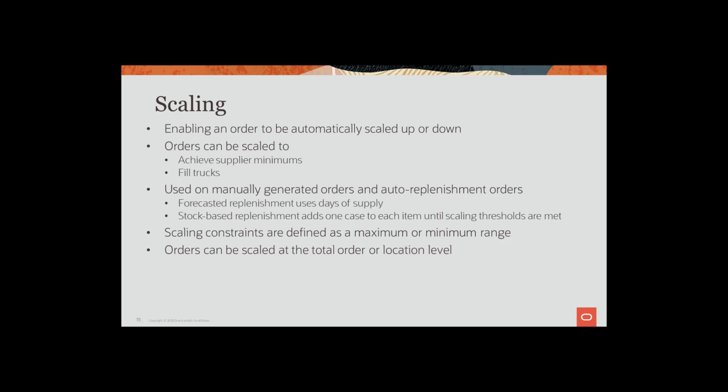Scaling is an optional facility that can be used to automatically scale the order up or down based on defined constraints. For example, orders can be scaled up to meet supplier minimums or down to fill trucks. Scaling is used on both manually generated and replenishment purchase orders.